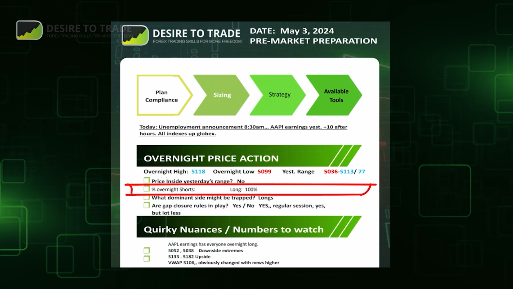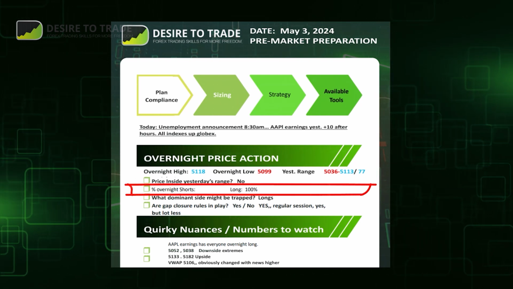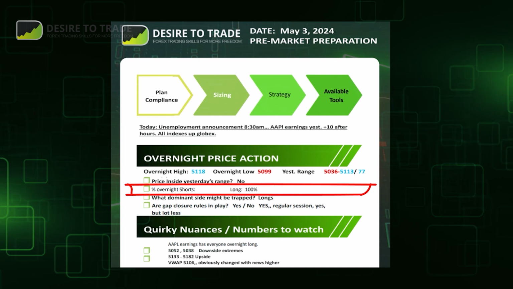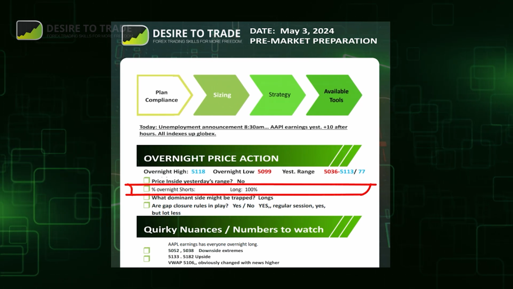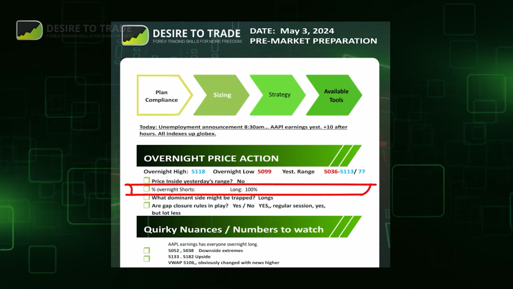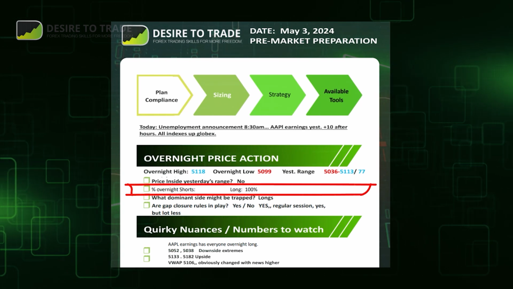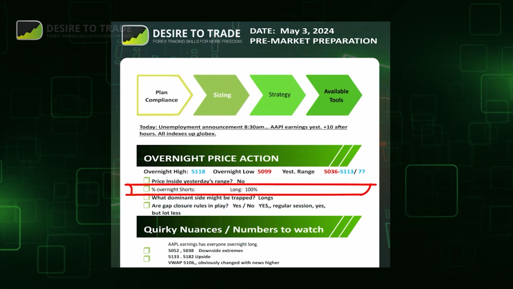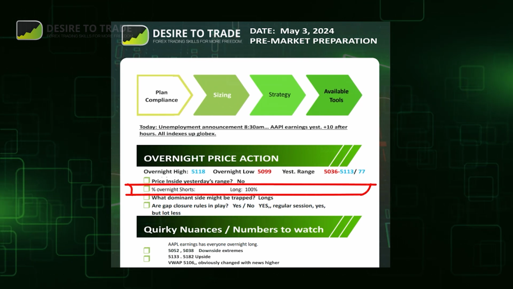This is a big one for me: the percent overnight long or short. In other words, from the time it closed yesterday to now, who's long and who's short? And the answer is 100% are long. It never went in the red all after hours, starting from Apple's earnings, which obviously was the catalyst.